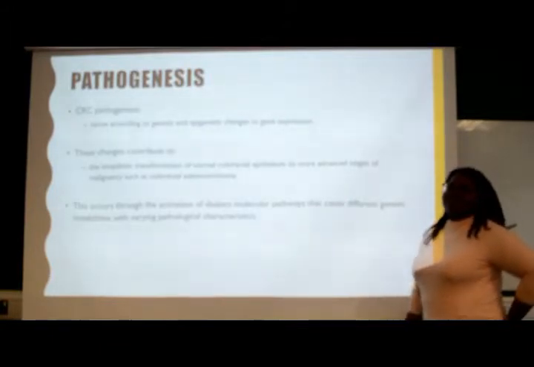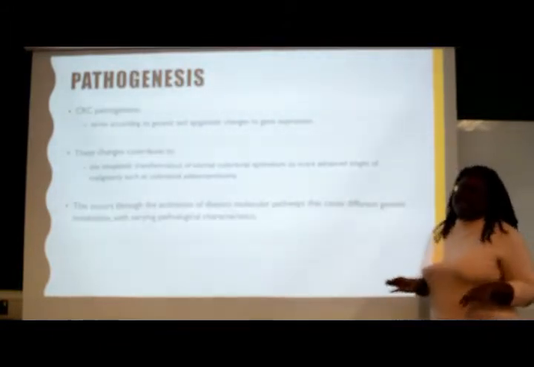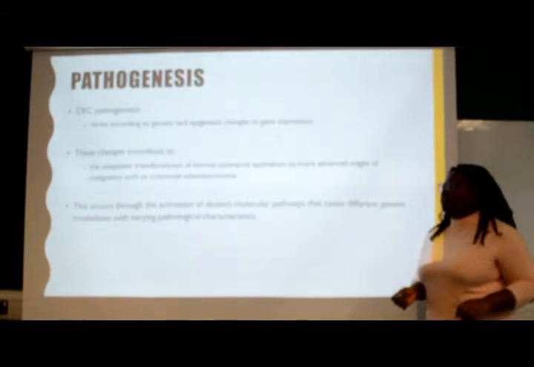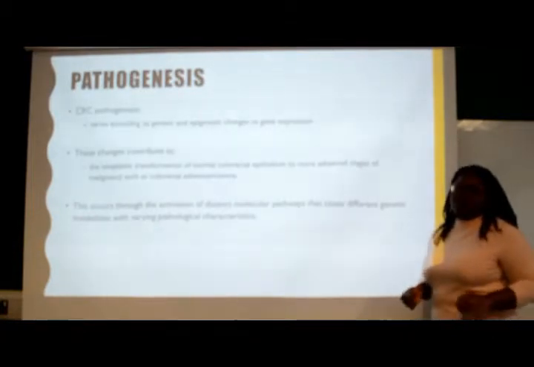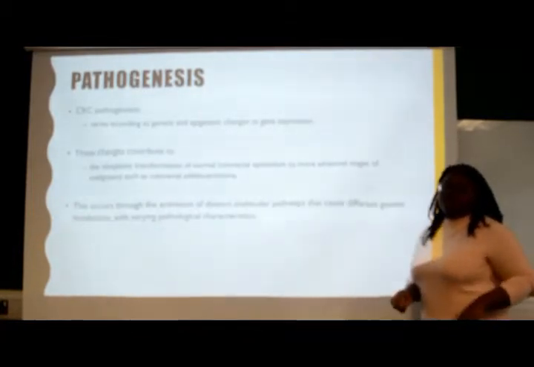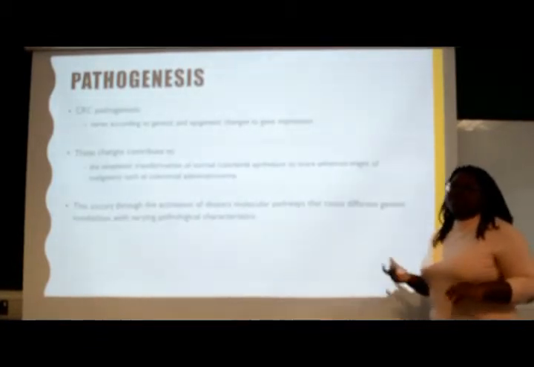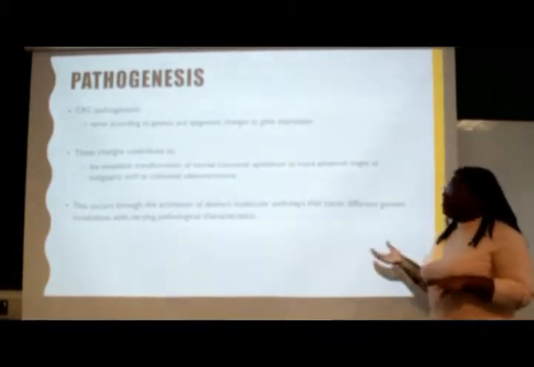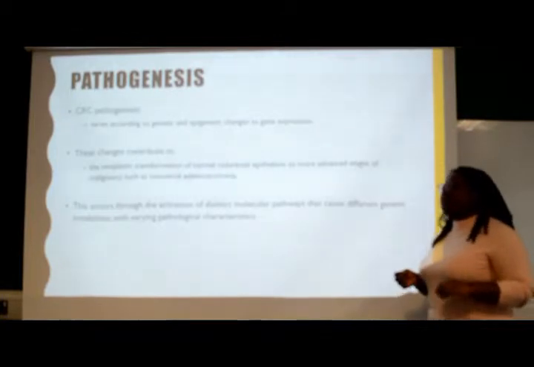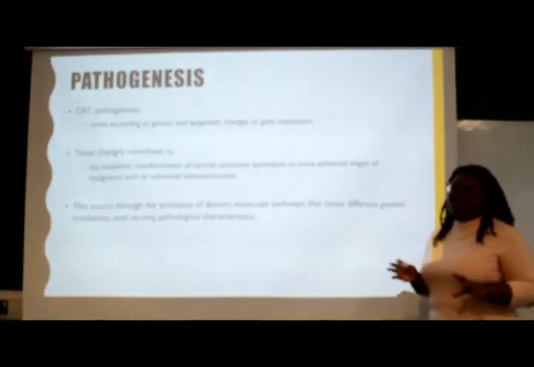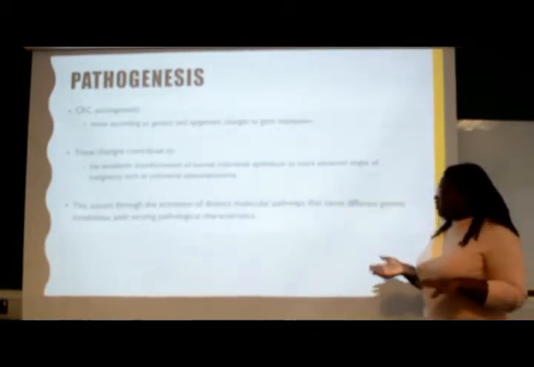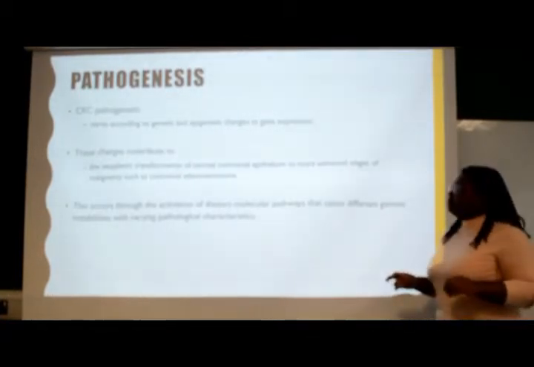Pathogenesis. Colorectal cancer pathogenesis varies according to genetic and epigenetic changes to gene expression. These changes contribute to the neoplastic transformation of normal colorectal epithelium to more advanced malignancies such as colorectal adenocarcinoma. This occurs through the activation of distinct molecular pathways that cause different genetic instabilities with varying pathological characteristics.